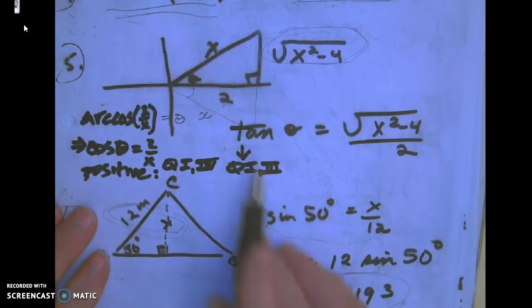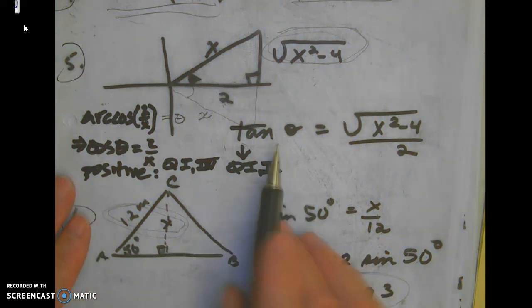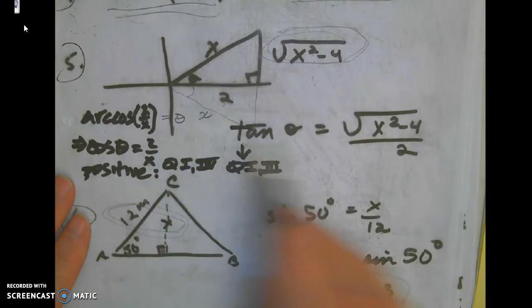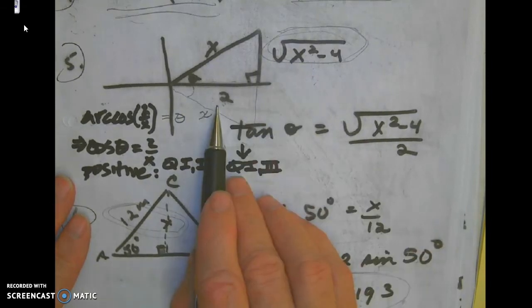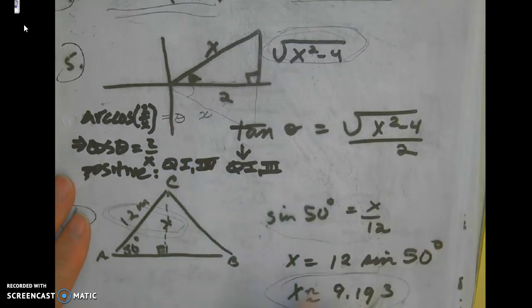And the tangent of theta is going to be opposite over adjacent. In order to get this, I use the Pythagorean theorem with these two values, and that's going to be divided by 2 to get the tangent. So this is your answer for what tangent is.